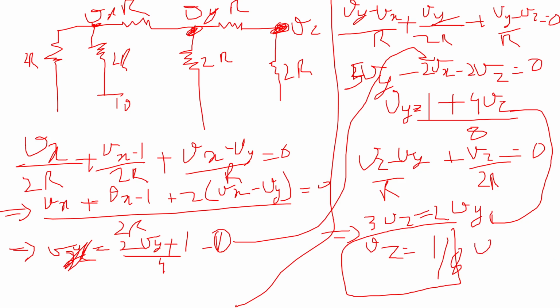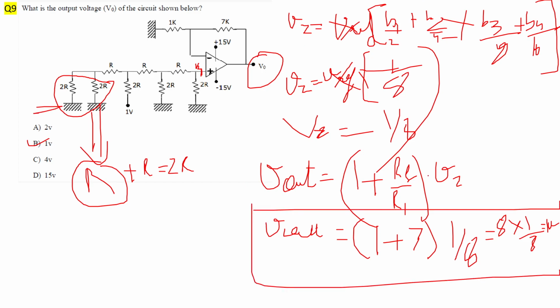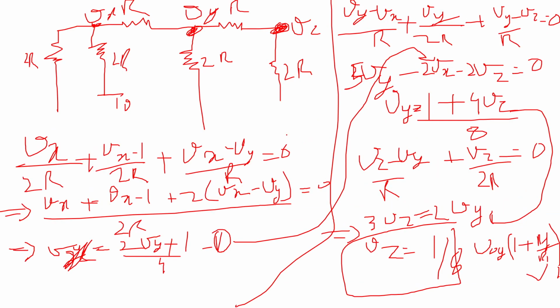And then your Vout will be equal to 1 plus Rf by R1 times Vz, and that is 1 by 8 times 8, which is equal to 1 volt. As you can see here, Vout is equal to 1 plus Rf by R1 times Vz. Your Vz was 1 by 8, so Vz is 1 by 8. Any doubts here?